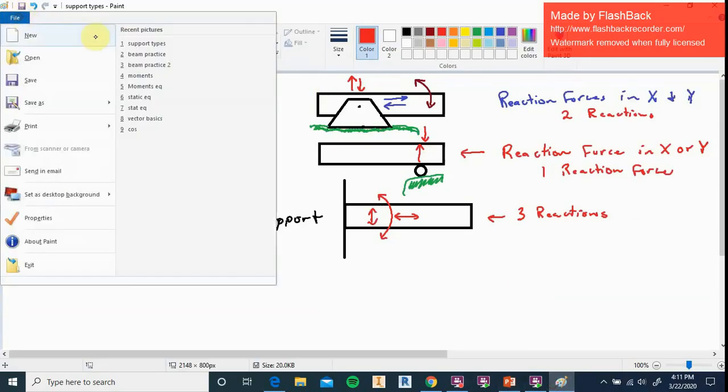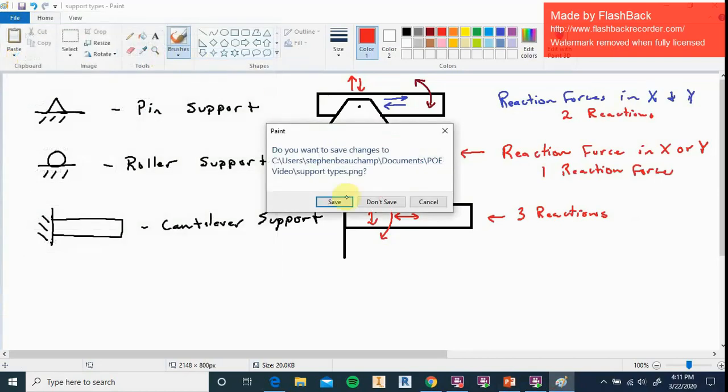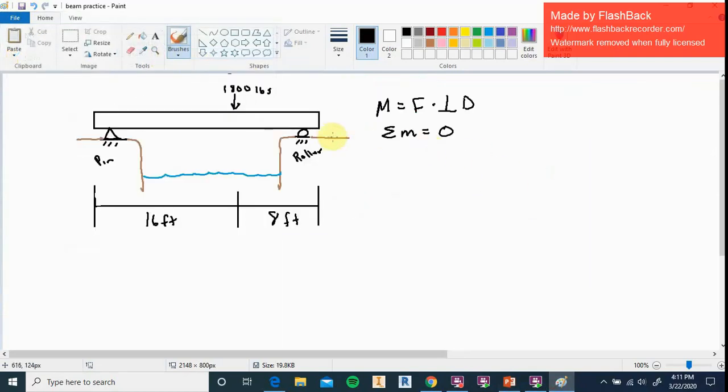Okay, so the next one we're going to look at then is our beam practice here. I've had people ask me, okay, well, if that's the case, why do I ever need a roller here?